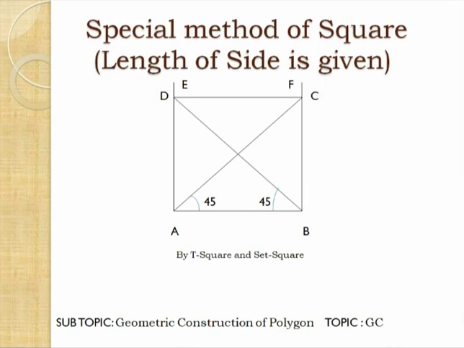So in this way we will get the square ABCD having the given length of side with the help of T square and set square. Here we have not used the compass.